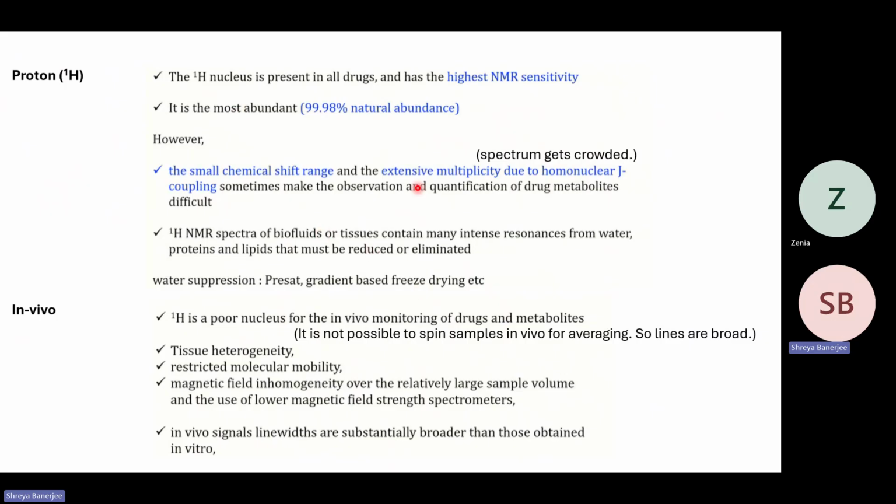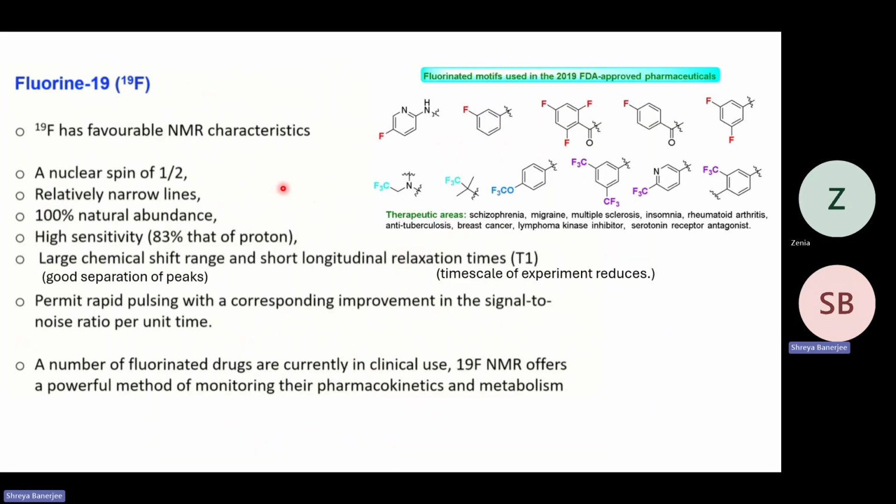Right. So now let us look at the other nuclei. One is fluorine 19. Fluorine 19 has a lot of advantages. Like 1H, it has a spin of half and it has relatively narrow lines. It has an abundance of 100%. So again, similar to 1H, a small sample is enough. So it has high sensitivity.